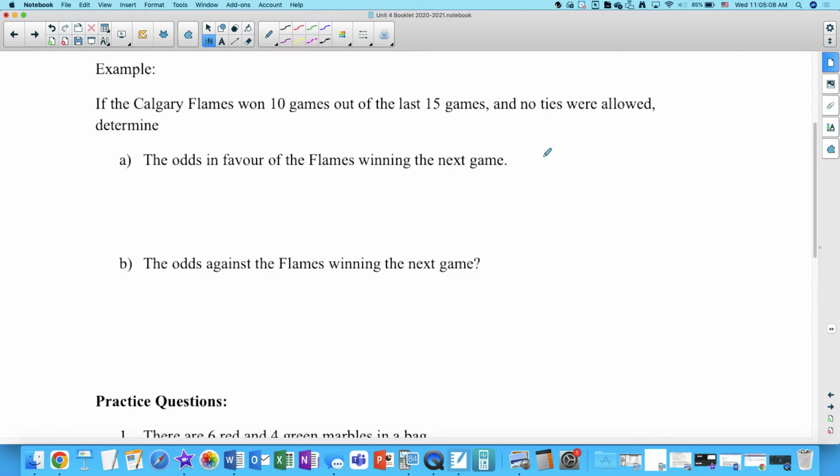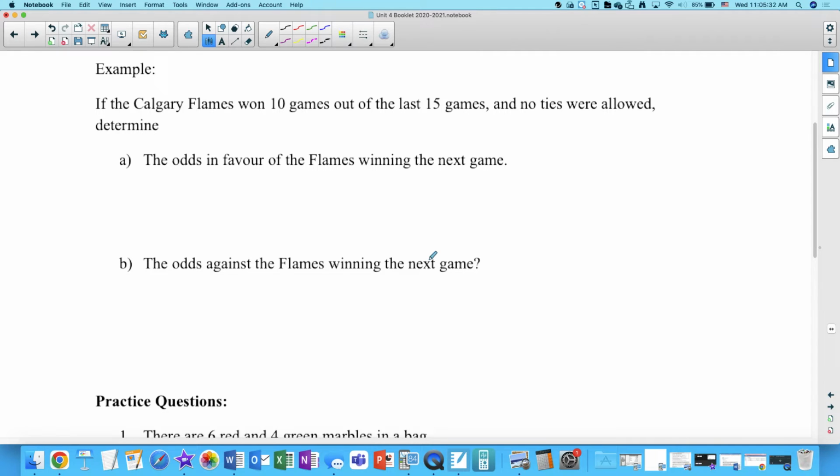Okay? Now, when you are working with odds, I always recommend that you write out the specific parts, because most of the time in the problem, you're not given the individual parts. You're often given one part and the total. But odds use part to part. Okay, so here's what I mean.